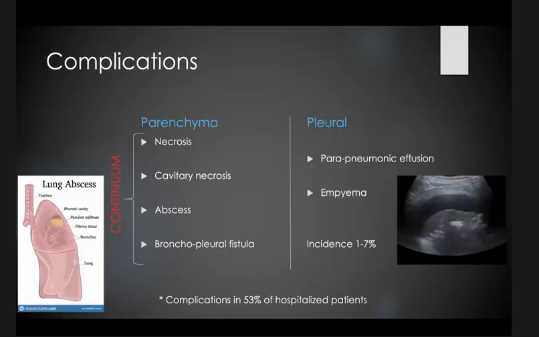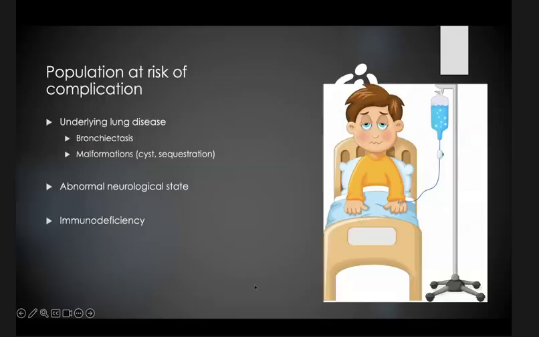So what are the complications of a pneumonia? You can basically separate them in two. The parenchymal ones, which are basically necrosis and cavitary necrosis, which can lead to abscesses and even to bronchopleural fistula, which is not good. And you can have the pleural complications. You can have the parapneumonic effusion, and you can have an empyema, which is more an infected effusion. It's low, but it's mostly in your hospitalized patients that you'll see those complications.